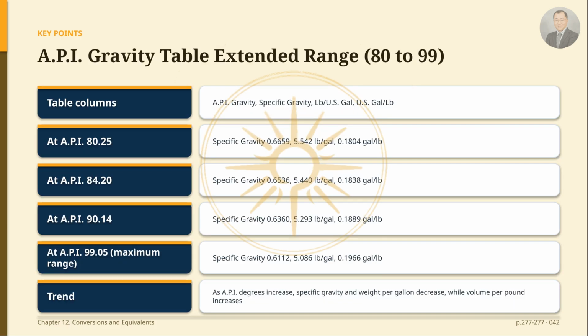This table contains data for the final extension range of the API gravity table, from 80 to 99 degrees, showing the correlation between API gravity, specific gravity, and weight. For example, at 80.25 API, the specific gravity is 0.6659, and as the gravity increases to 99.05, the specific gravity drops to 0.6112. As shown, as the API gravity increases, the specific gravity and weight per gallon decrease, while the volume per pound increases. Engineers should first check the API gravity according to their design conditions and then refer to the corresponding specific gravity and unit weight values for their calculations.